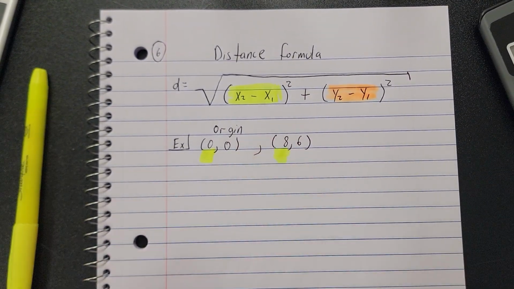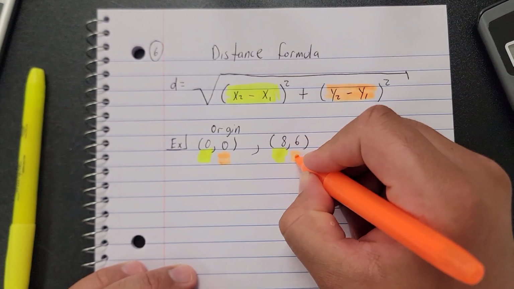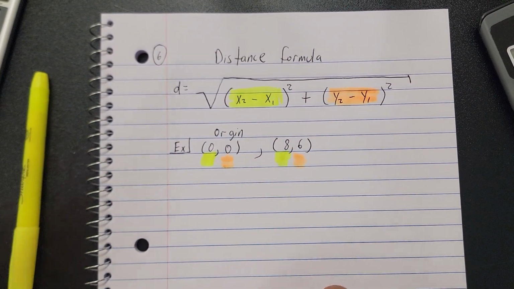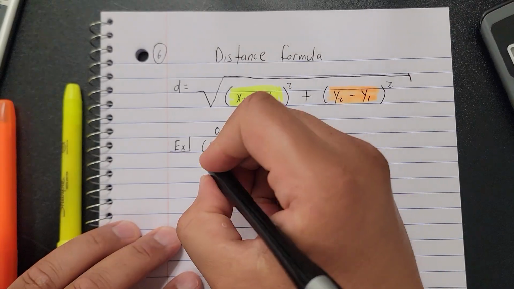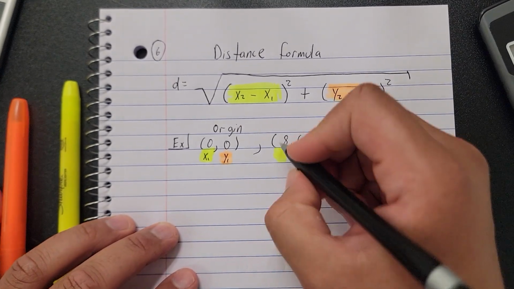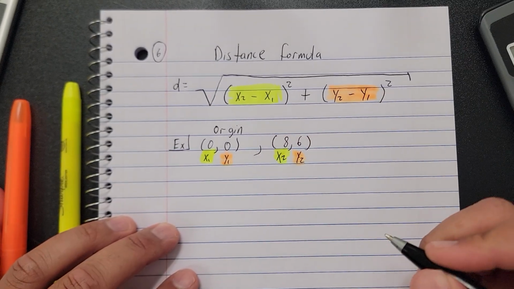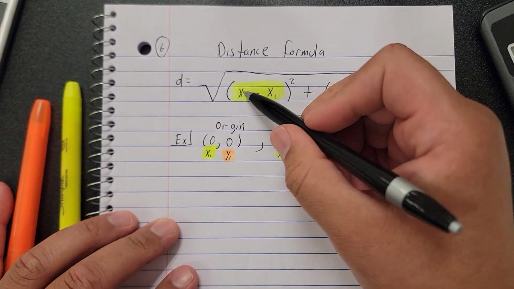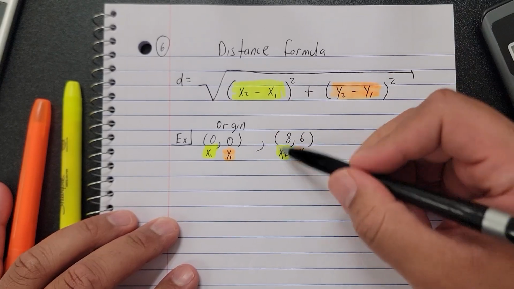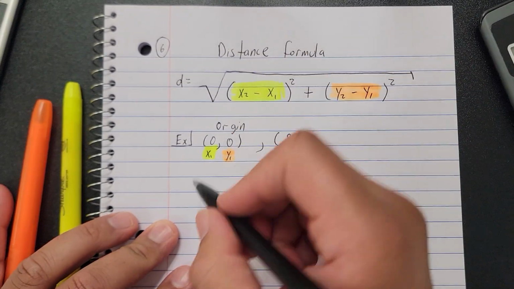The second number is going to be your Y's, but you have to be careful with the order, okay? This is first, so I'm gonna have X1, Y1. This is second, so I'm gonna have X2, Y2, like that. Now look, the X2 number is the 8, X1 number is a 0. So skip a line.